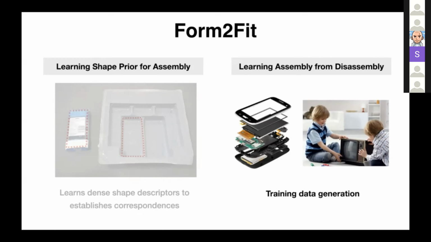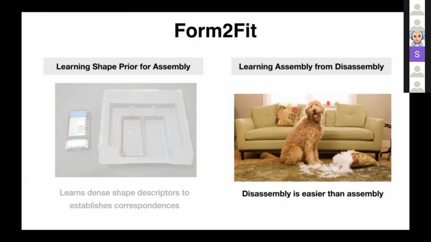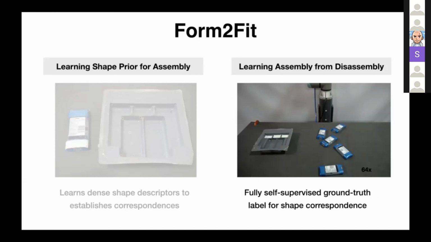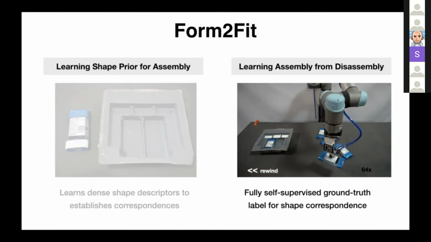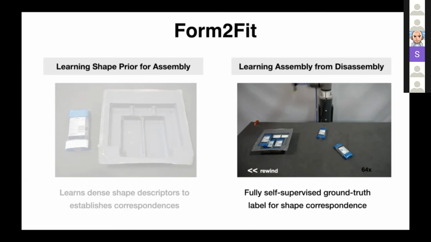And second, we observe that it is possible to acquire a large amount of high-quality shape correspondence data for assembly by allowing the system to automatically disassemble them. It is possible because in many cases, disassembling an object is much easier than assembling it. To implement this idea, we designed a self-supervised data collection pipeline through disassembly. By rewinding the disassembled sequence, we can obtain the ground truth labels for assembly.